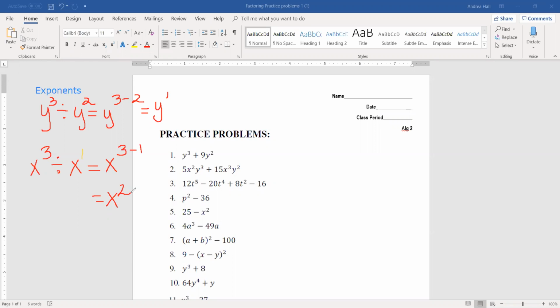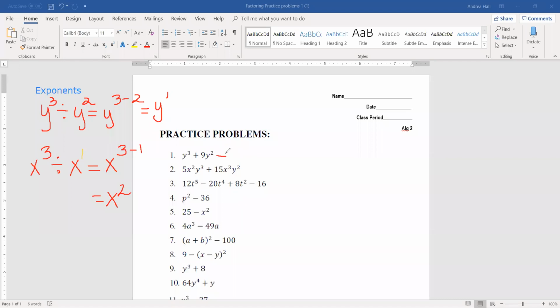Okay? Why am I reviewing this for exponents? Because when we're talking about factoring, you're going to be factoring out. And if you don't remember, when you're factoring out a number, you're actually dividing. So let's look at number 1.